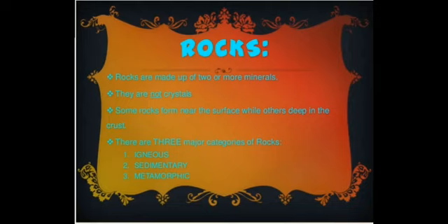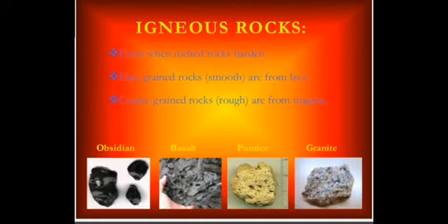The rocks on the earth's crust are divided into three main types. The first one is igneous rocks, second one is sedimentary rocks, third one is metamorphic rocks. So we will discuss in detail one by one. First, let's move to igneous rocks.